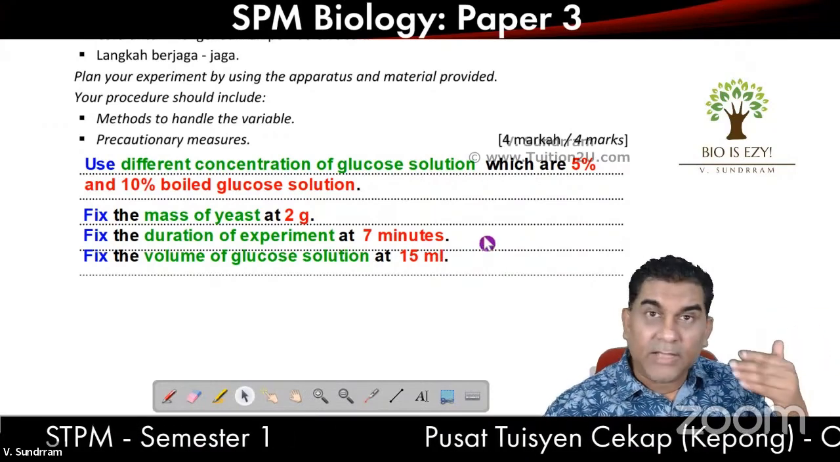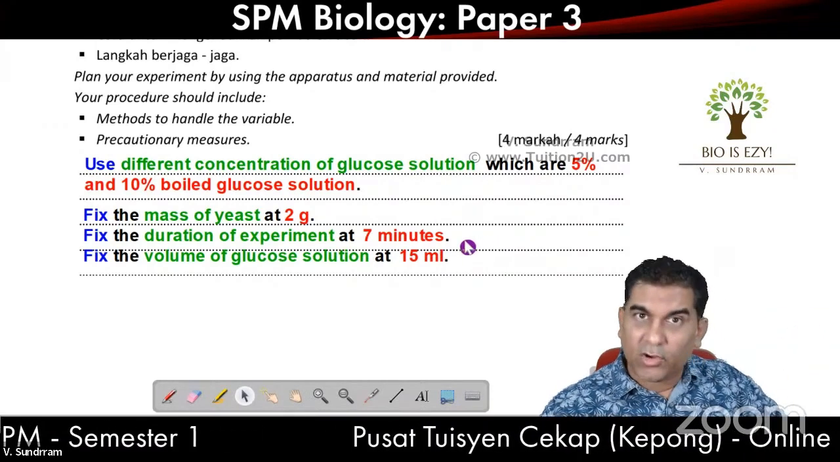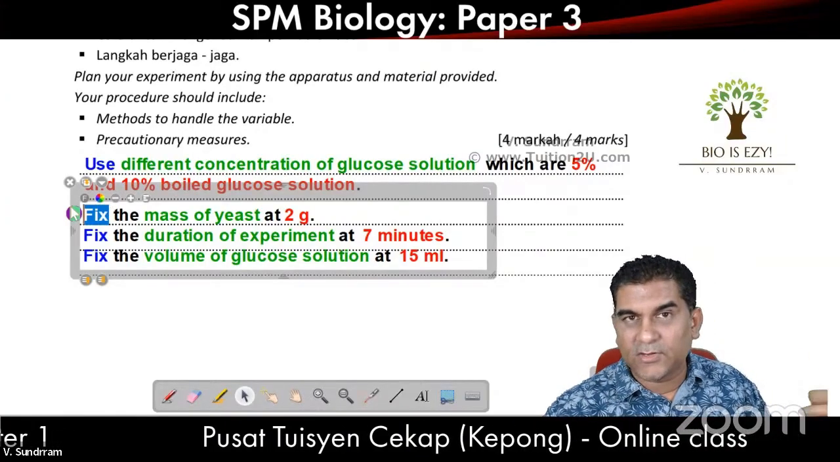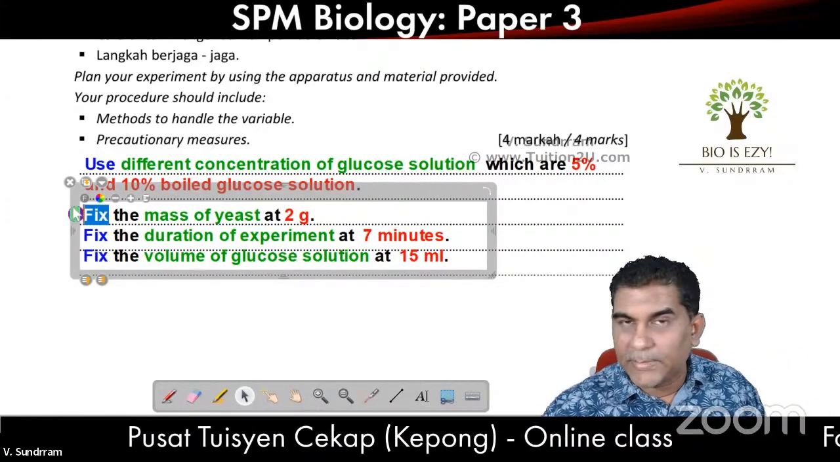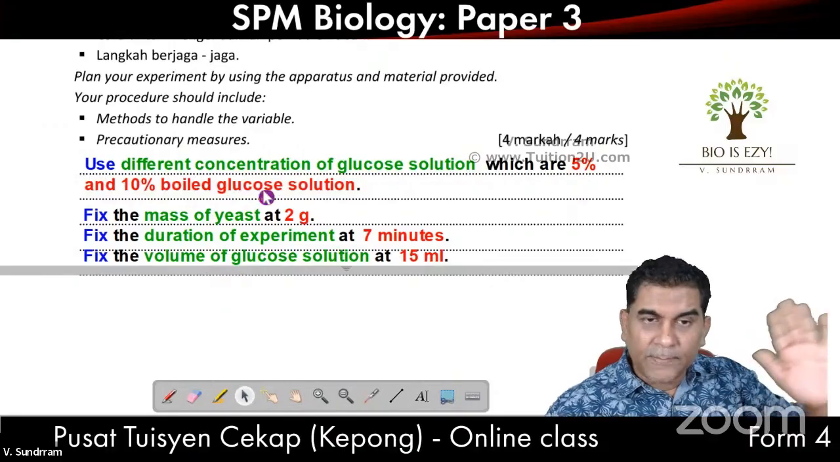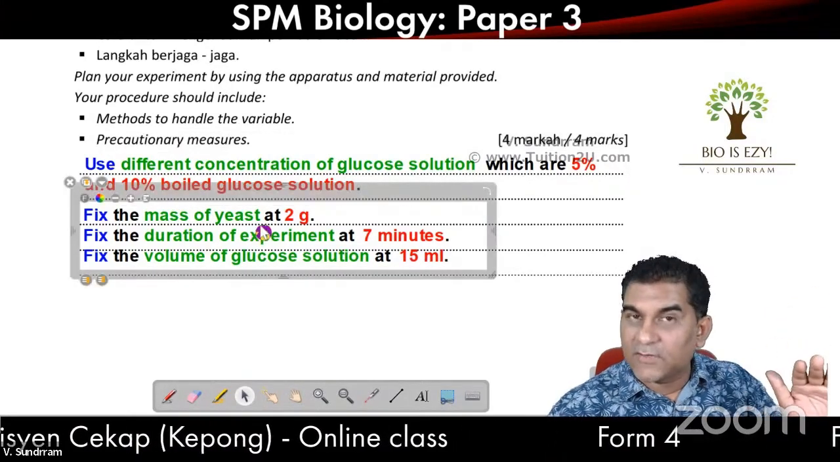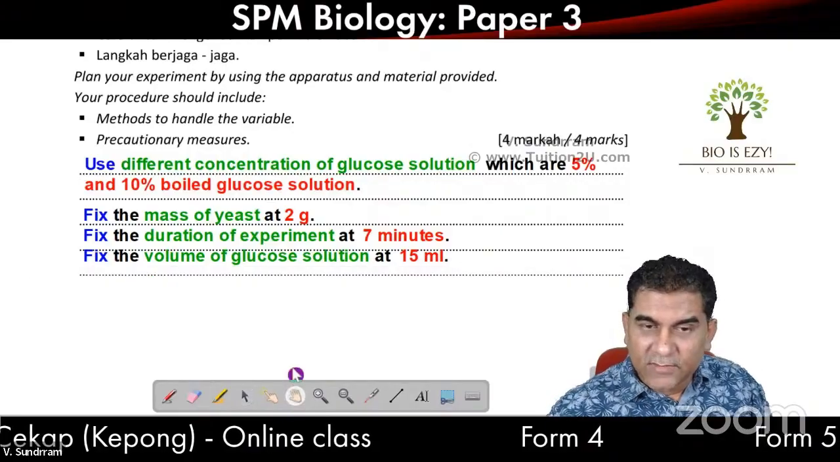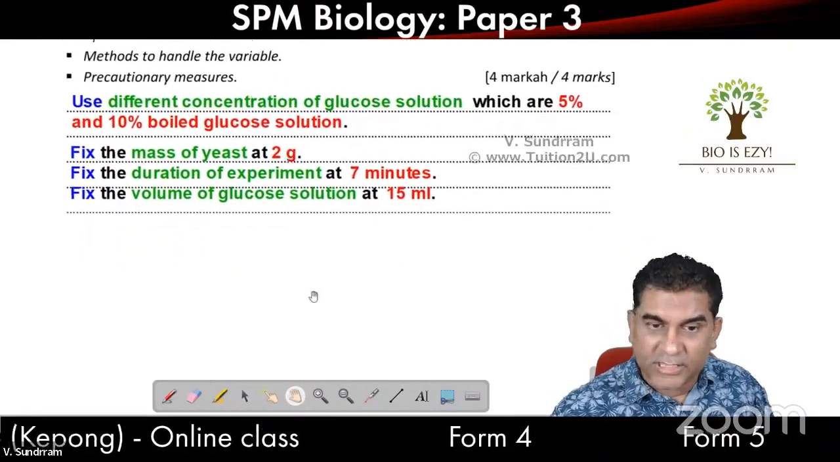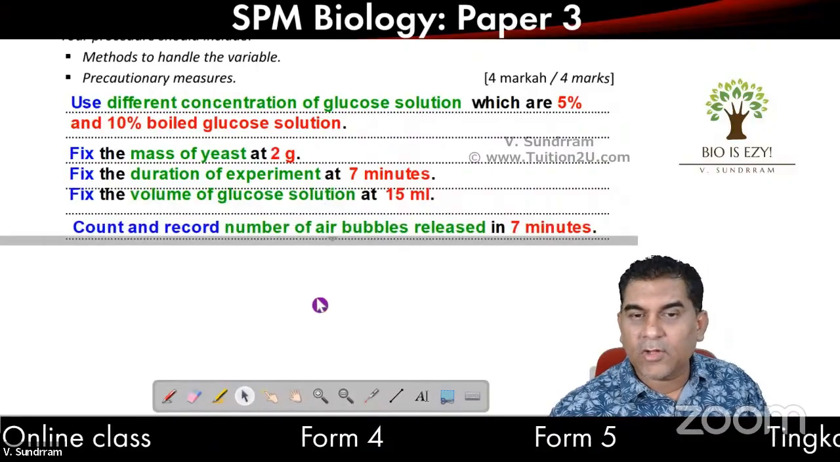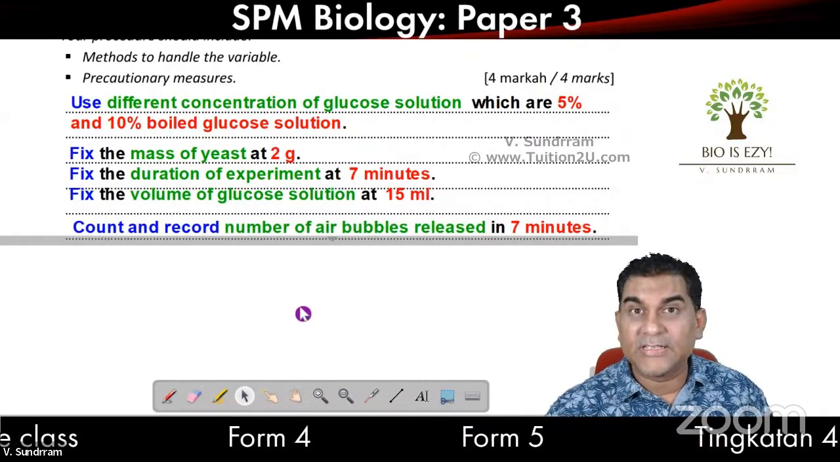All of that I didn't create. I got it from the question. Just make sure you use the proper terms. If you're not using the proper terms, you may not get the mark. So I'm done with manipulative variable. I'm done with constant variable. The responding variable that we got from the table is count and record number of air bubbles released in 7 minutes.